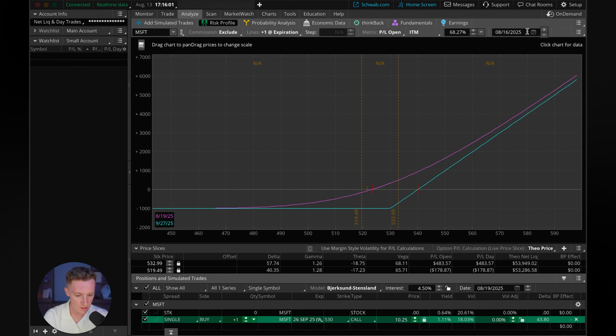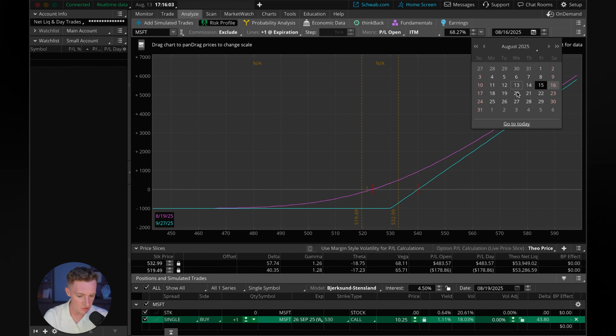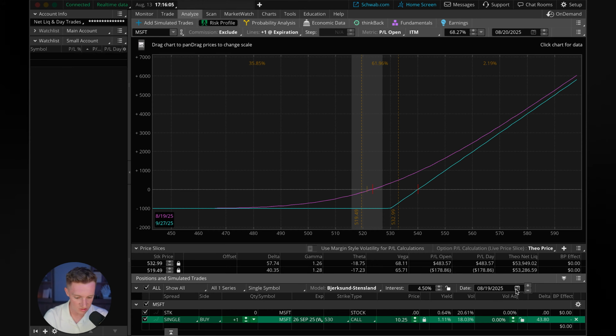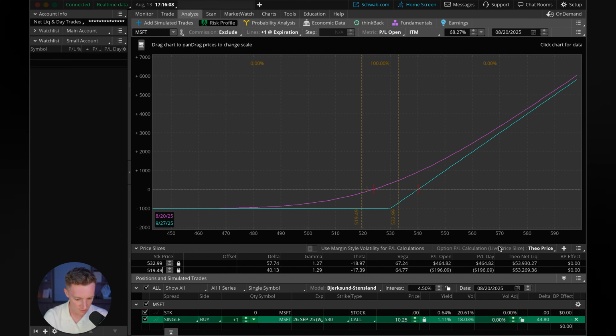And let's say we close this trade on the 20th. So we're going to adjust to the 20th. Okay, our calendar here. Now this is very important. The top right calendar here is going to be current day. This bottom calendar is going to be when we are actually doing the math for.